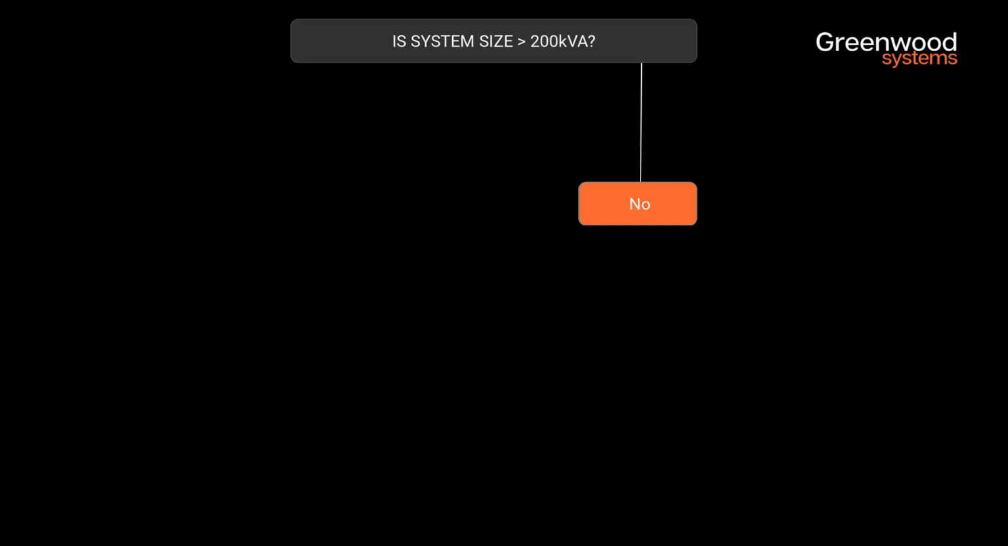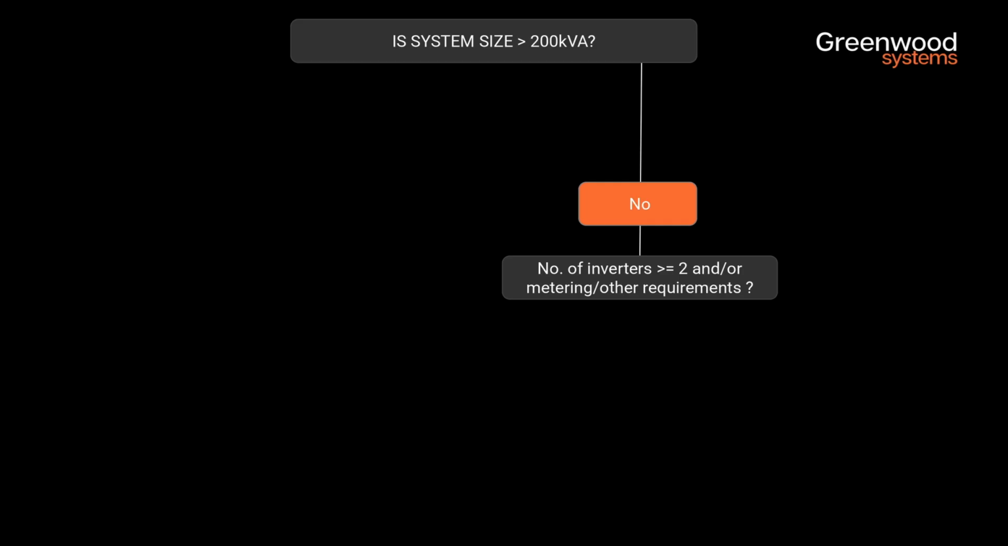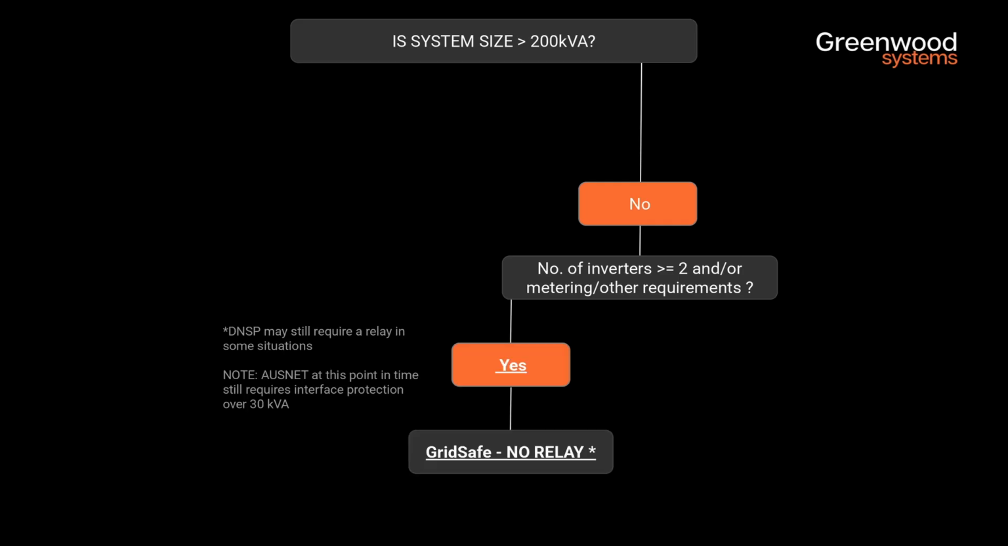If no, then the next question is, are the number of inverters greater or equal to 2? And or is there any other kind of metering or other requirements? If yes, then you'll need a grid safe, because you'll still need an enclosure that's certified type tested. So that's the thing. People think because they don't need a relay, they don't need the enclosure. The enclosure still has to be type tested and certified to take into consideration the heat generation from the circuit protection and all the other equipment inside.